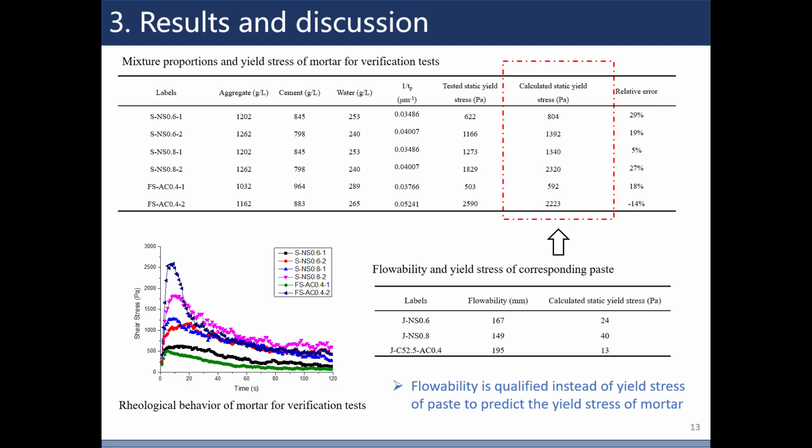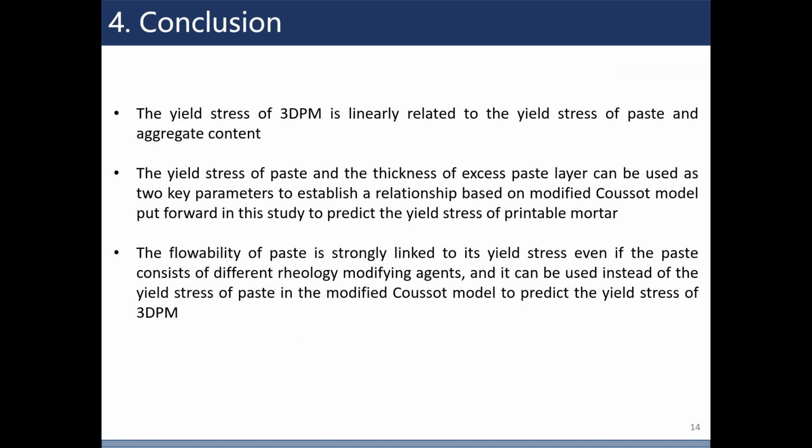In this research, we can obtain the following conclusions. The yield stress of 3D printing mortar is linearly related to the yield stress of paste and aggregate content. The yield stress of paste and the thickness of excess paste layer can be used as 2 key parameters to establish a relationship based on a modified Krieger model put forward in this study to predict the yield stress of printable mortar.